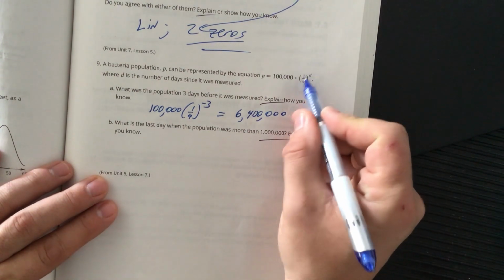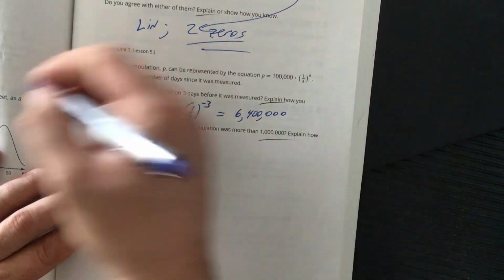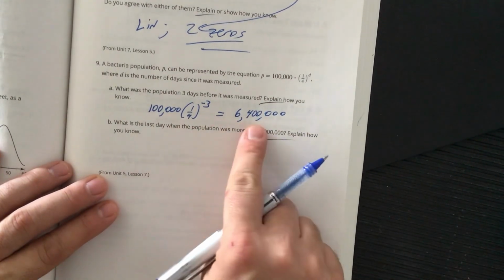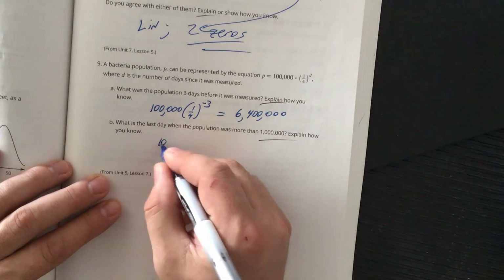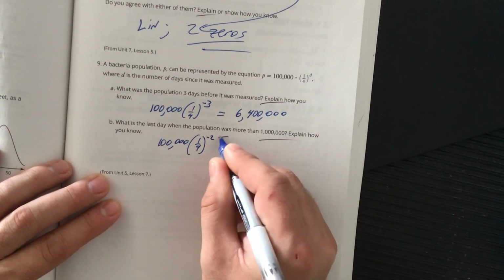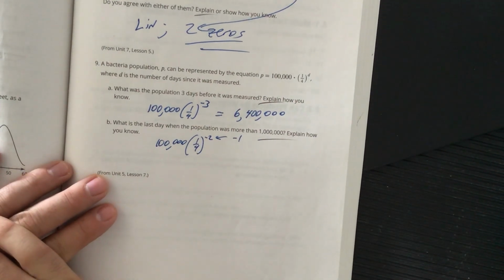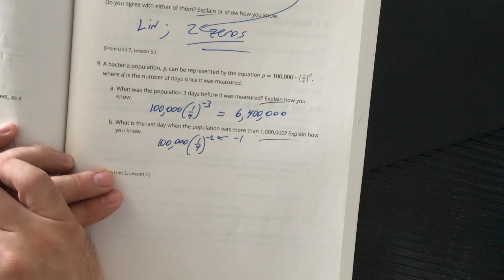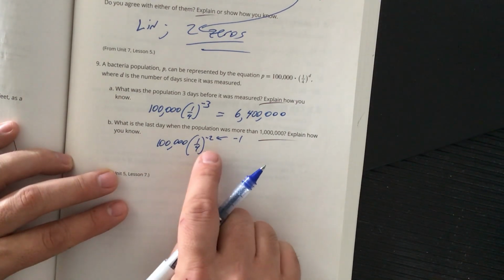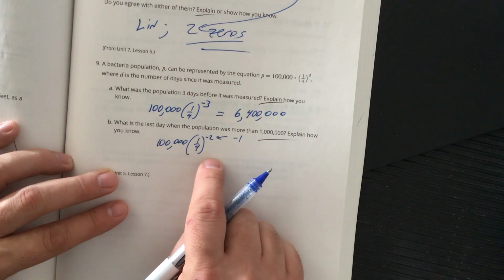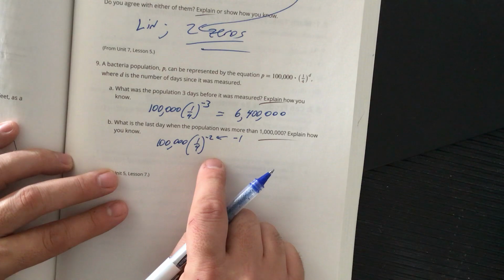When was the last day the population was more than 1 million? Okay, so day 0 you'd get 100,000, so it was before we started the experiment. So you could try 2 days before. You could also try 1 day before. I didn't run those numbers, did you guys? 2 days before is 1,600,000, but 1 day before is 400,000. So I said 2.